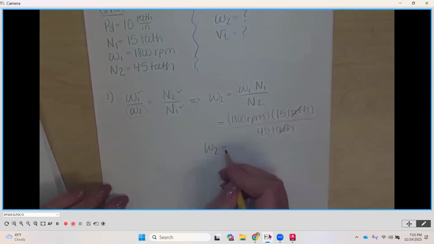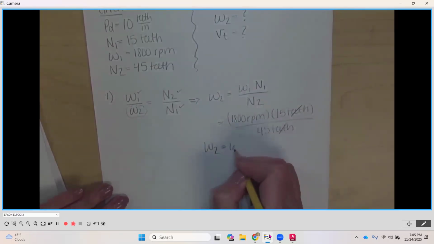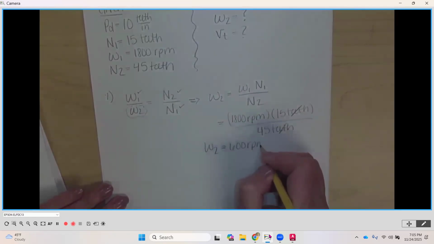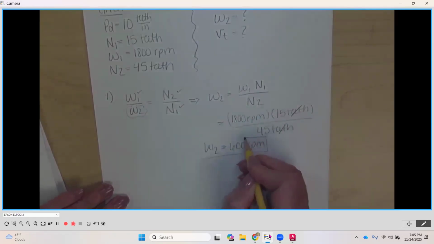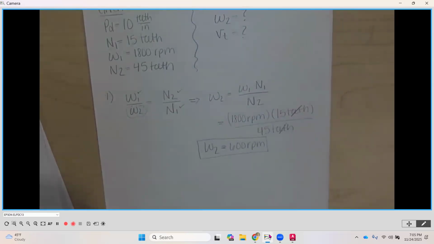What do we get for our W2? Anybody get a number yet? 600 what? RPMs, exactly. So W2 is equal to 600 RPMs.